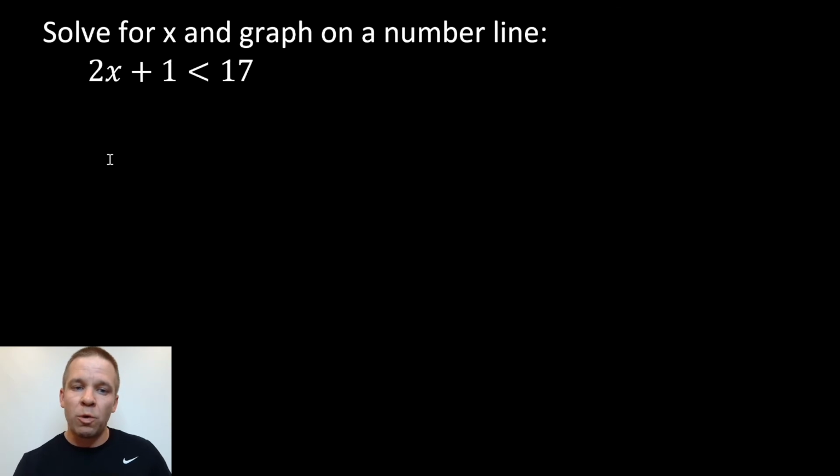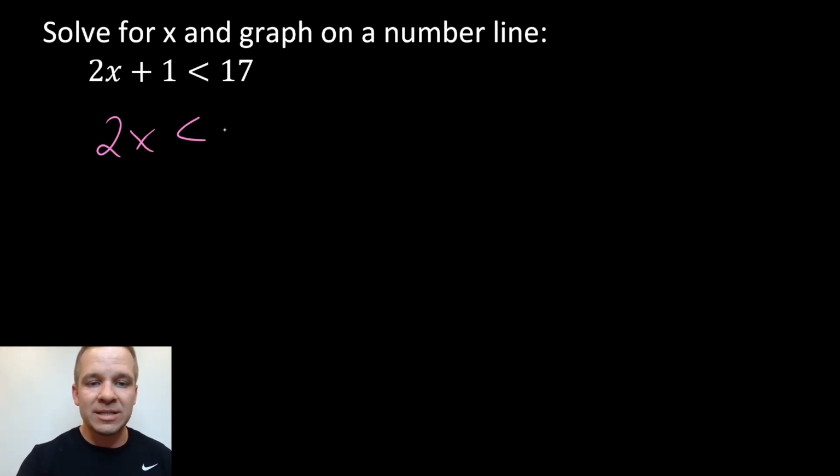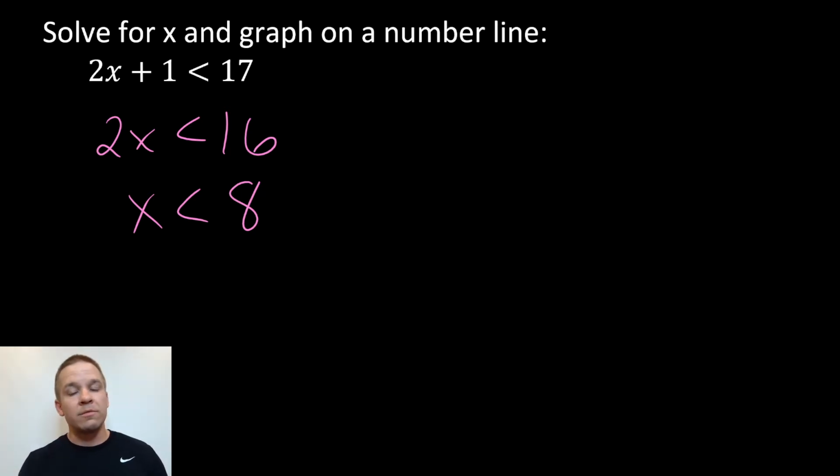So for 2x plus 1 is less than 17, I'm going to subtract 1 first. And I'll get 2x is less than 16. Now I can divide by 2 on both sides, and I'm going to get x is less than 8. All right, so I'm ready to graph this thing.